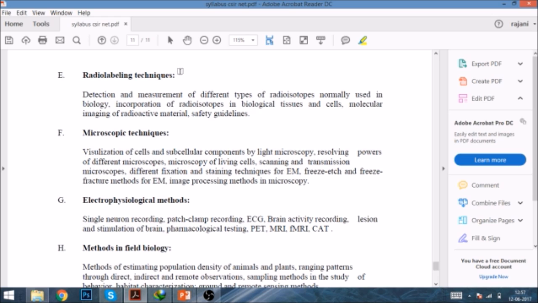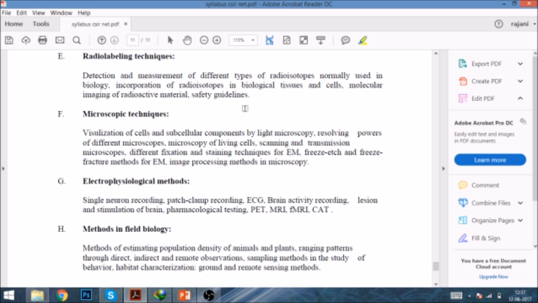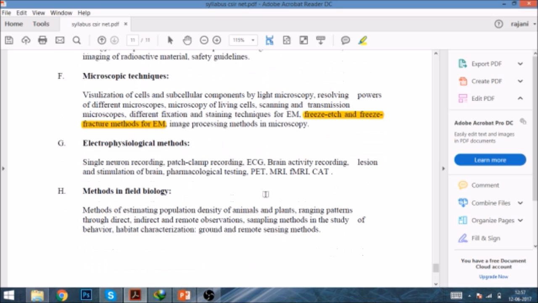Radiolabeling techniques, basically radioisotope decays are generally asked, and detection processes used for particular diseases are generally asked in the questions. Freeze etching technique and freeze fracture methods for EM are very important. Patch clamp recording, what is patch clamp recording. ECG I have already discussed. Once go through the principle and applications of PET, MRI, fMRI and Kcat.